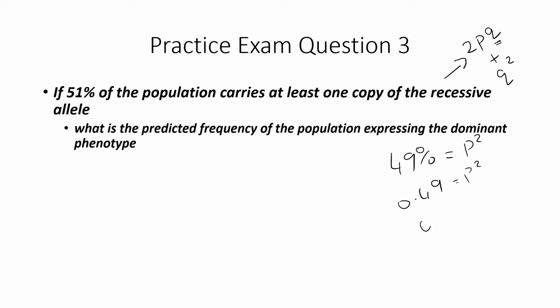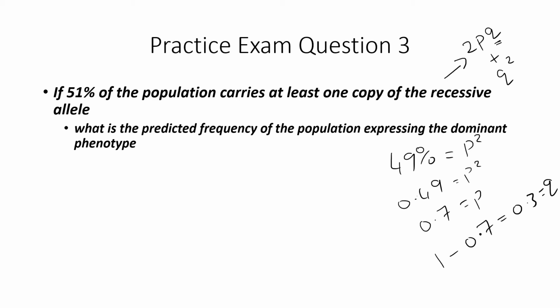We get the square root of that number, and that gives us p. P plus q equals 1. So 1 minus the 0.7, which is p, equals 0.3, which equals the value for q. Now we have the values of p and q. The rest of the question, no matter what they ask us, is going to be straightforward. So we'll have a look back. The 51% of the population carries at least one copy.